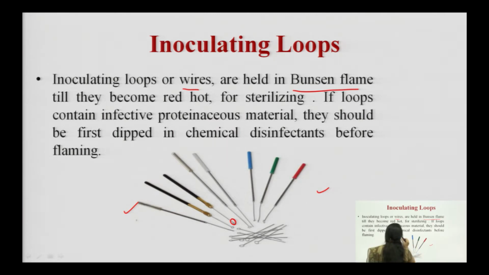Flaming is the main technique by which we sterilize the loops, and they are heated till they become red hot. They will be put into the flame and remain in the flame till they become red hot. In this way they will get sterilized, and if loops contain infective proteinaceous material, then we need to dip them into chemical disinfectants so that they become sterilized. Whatever microorganisms are on the loop get killed, and we will be able to use these loops for further transfer processes.